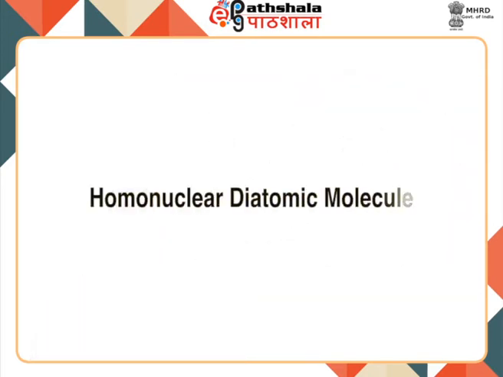Now we will take a homonuclear diatomic molecule, which is very simple, that is the H2 molecule. For the formation of a diatomic linear H2 molecule, each hydrogen atom has only one s orbital. So, to obtain molecular orbitals for the hydrogen molecule, we must make linear combinations of these two 1s orbitals.